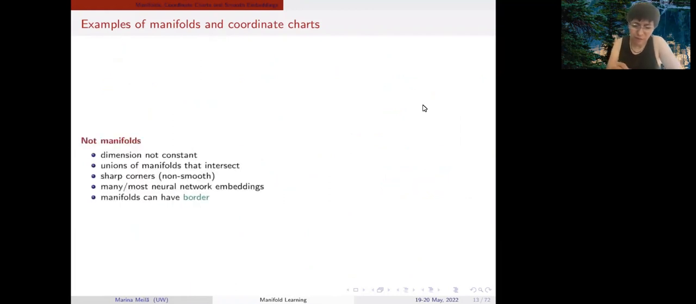What is not a manifold is something where either the dimension is not constant, because two constant dimension manifolds intersect, or this would be non-smooth. And this is also something that we are not going to study. Non-smooth manifolds are, for various reasons, not treated rigorously in our framework. So here is an example of what's not a manifold, something like this.